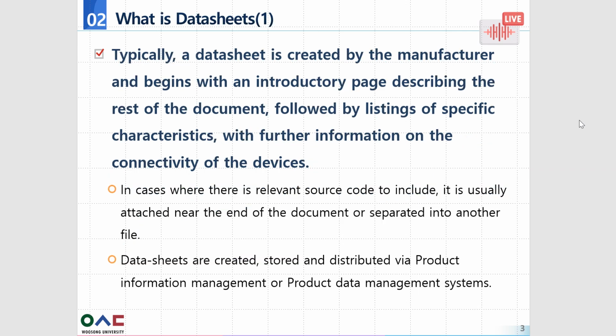What are datasheets? Typically, a datasheet is created by the manufacturer and begins with an introductory page describing the rest of the document, followed by listings of specific characteristics, with further information on the connectivity of the devices. In cases where there is relevant source code to include, it is usually attached near the end of the document or separated into another file. Datasheets are created, stored, and distributed via product information management or product data management systems.